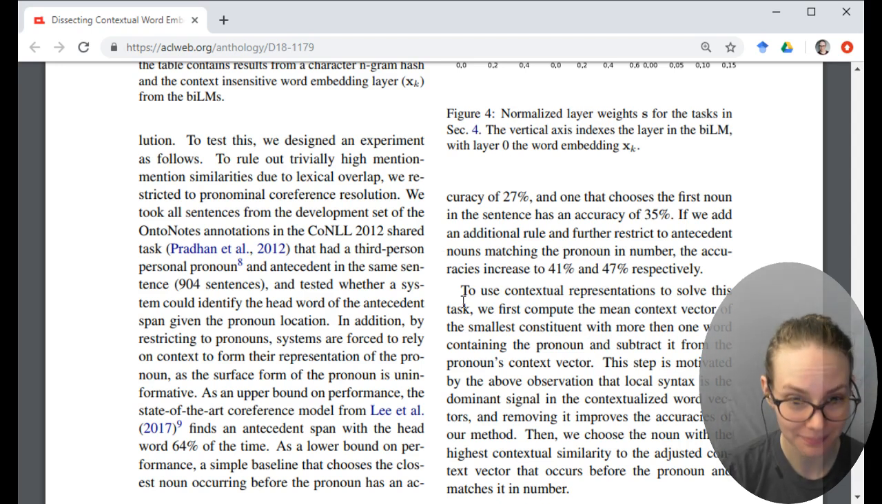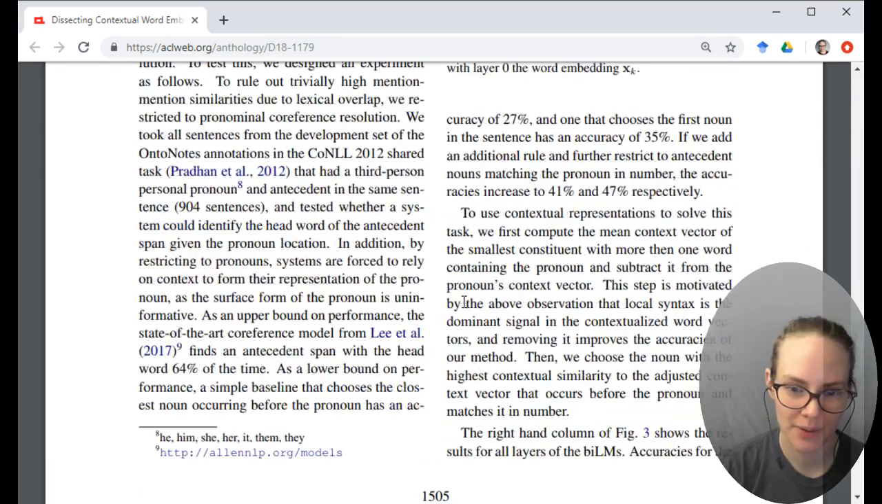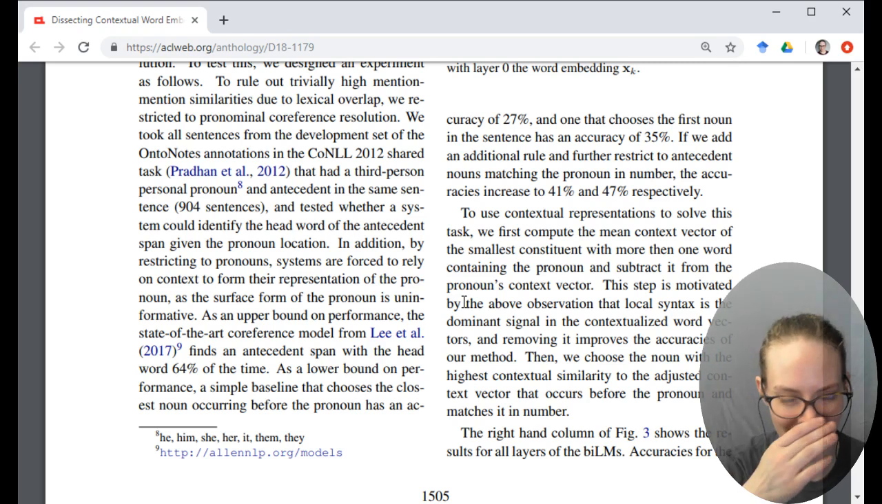To use contextual representations to solve this task, we first compute the mean context vector of the smallest constituent with more than one word containing the pronoun, and subtract it from the pronoun's context vector.